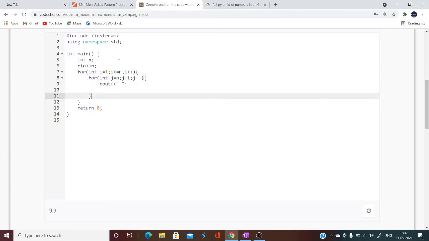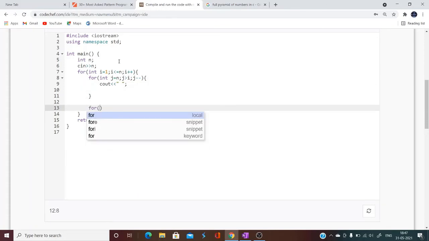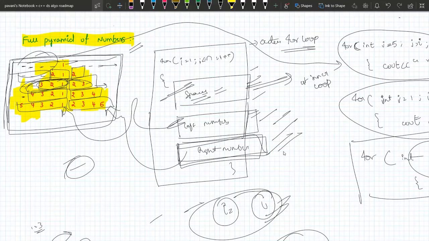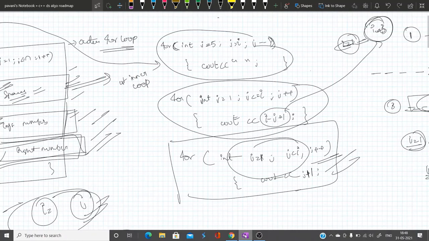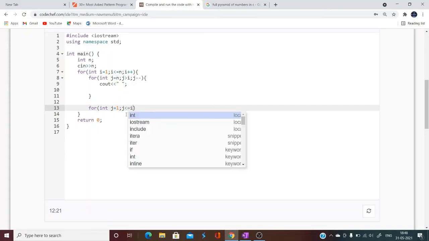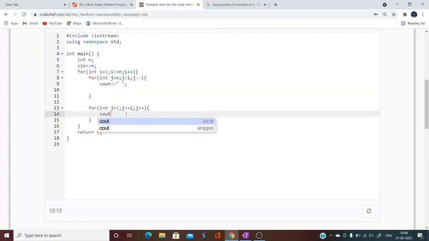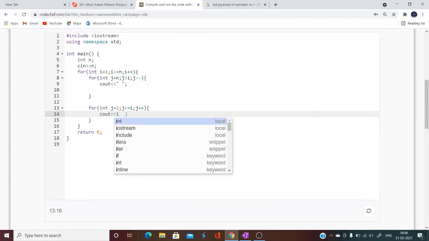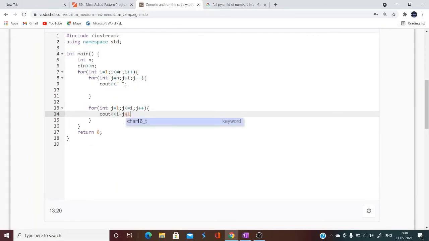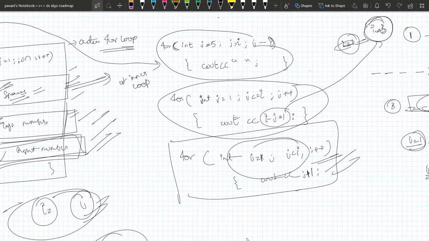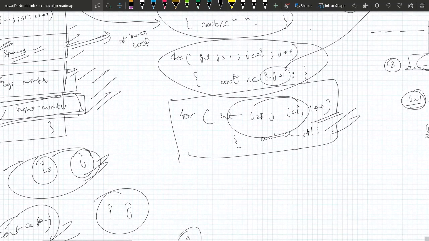And then after writing this first for loop, I am writing the second inner for loop: int j equal to 1, j less than or equal to i, since that is how many times this is iterating, j plus plus, and I'm printing cout i minus j plus 1. Okay, then next cout j plus 1.